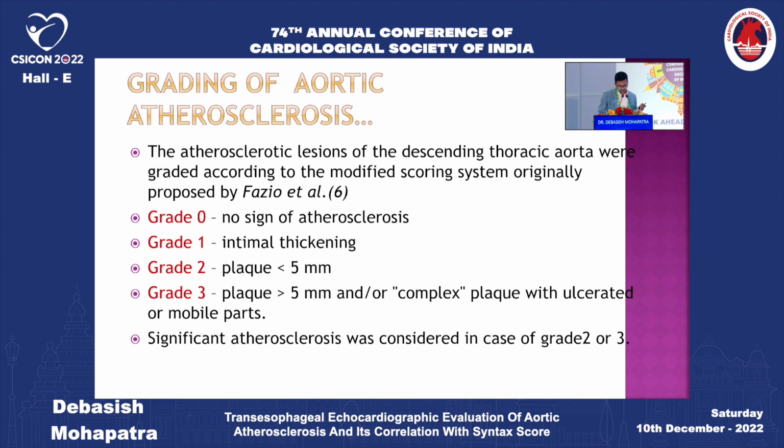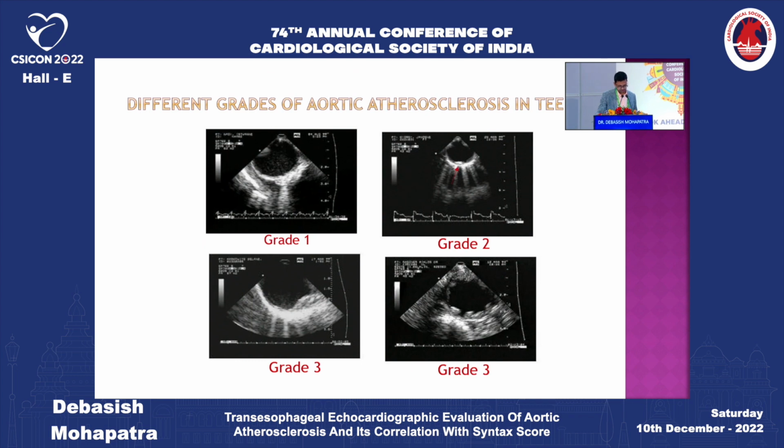Then atherosclerotic lesions of the descending thoracic aorta are graded according to a modified scoring system originally proposed by Fazio et al. Grade 0 is no signs of atherosclerosis, grade 1 is intimal thickening, grade 2 is plaque less than 5 mm, and grade 3 includes plaque more than 5 mm or complex plaque with an ulcerated or mobile part. Grade 2 and grade 3 are considered significant atherosclerosis. And this picture shows the different grades of aortic atherosclerosis.